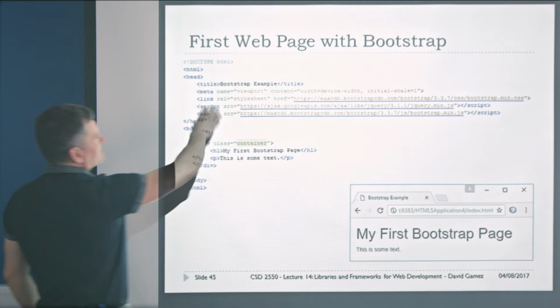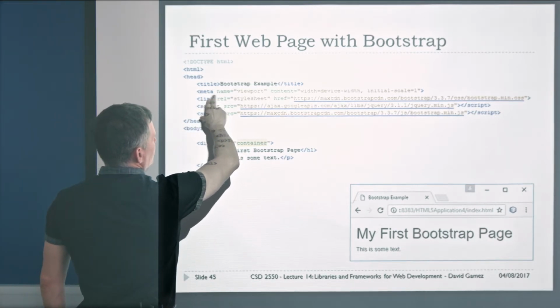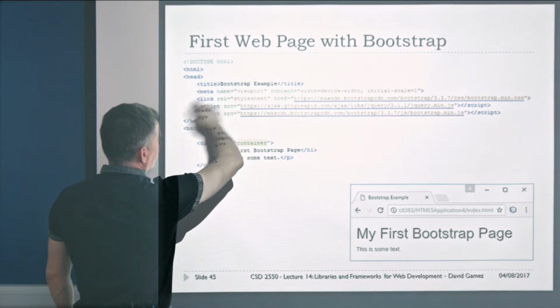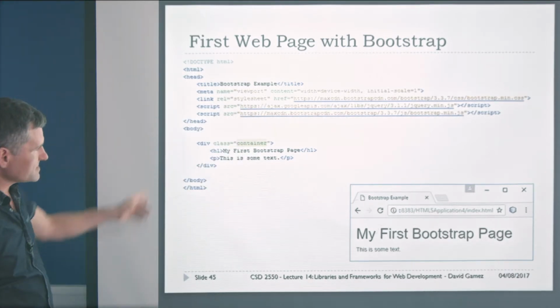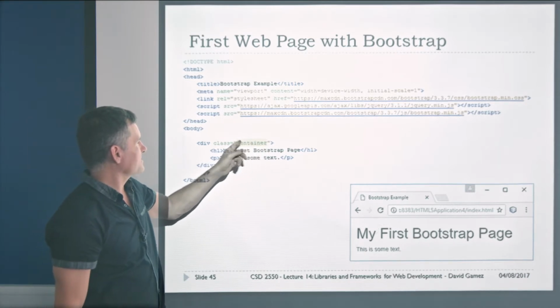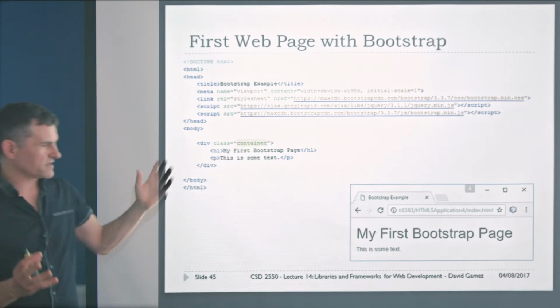So here's my example. I said we need this meta stuff in the header, plus the various links to the style sheet and the JavaScript. Then we're going to wrap it in this div, which has to have the class container, because I'm going to have a fixed width layout.